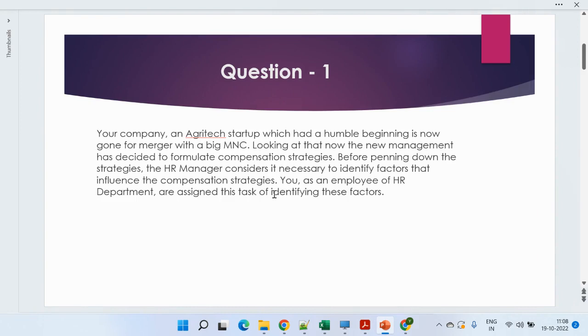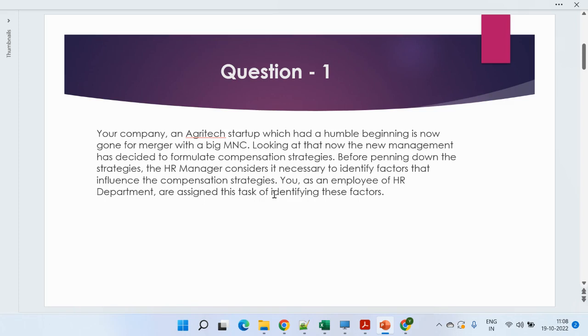Your company, an agri-tech startup which had a humble beginning, has now gone for a merger with a big MNC. Looking at that, the new management has decided to formulate compensation strategies. While penning down the strategies, the HR manager considered it necessary to identify the factors influencing the compensation strategies. You, being an employee of the HR department, are assigned the task to identify the factors.